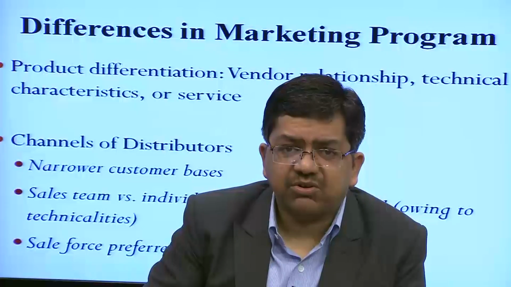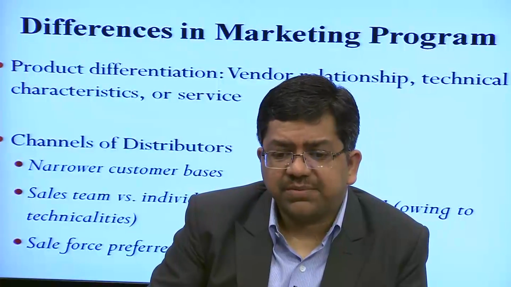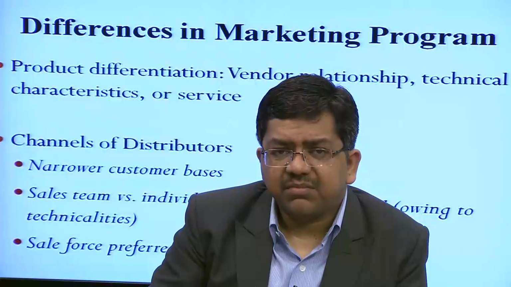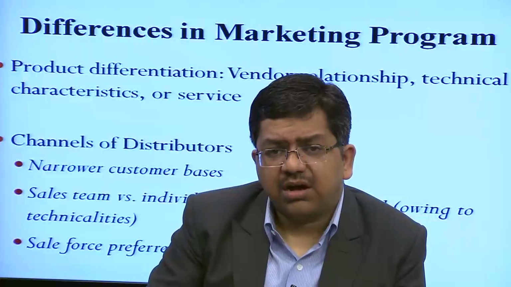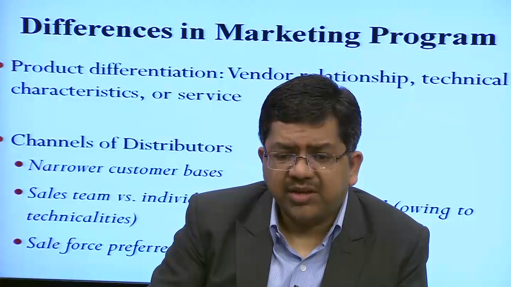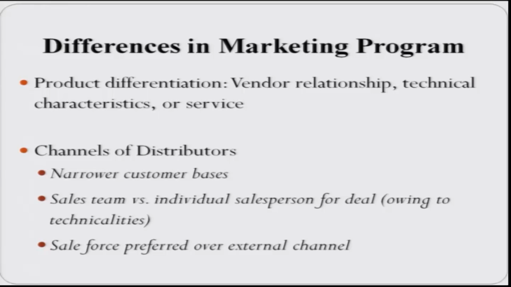Since the customers have geographical concentration, you will see that the distribution channels are narrower. One important thing is that instead of individual sales agents selling, a sales team will be working on a deal, and many times because of the transaction size and the technical characteristics of the product, sales force will be preferred over external channels. So, these are some of the important characteristics and differences in the marketing program that we have discussed in the context of the B2B market.